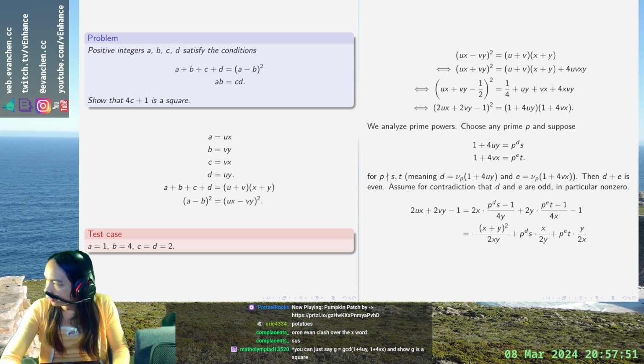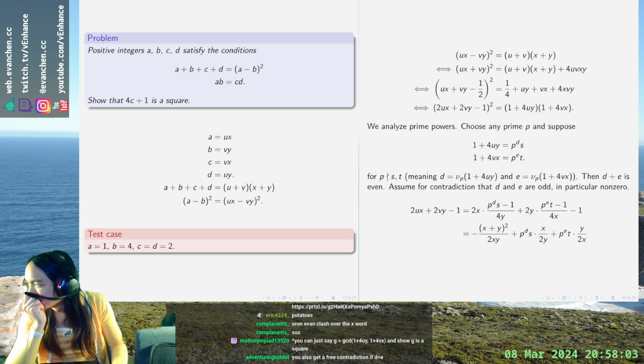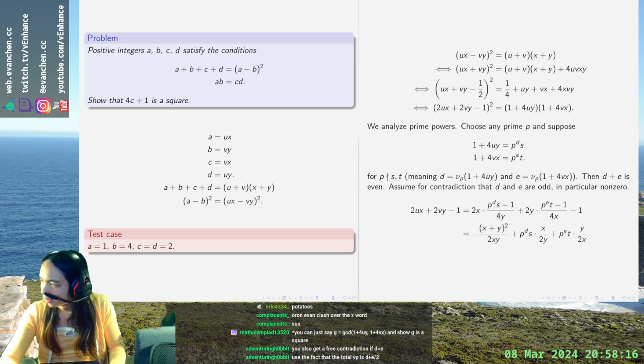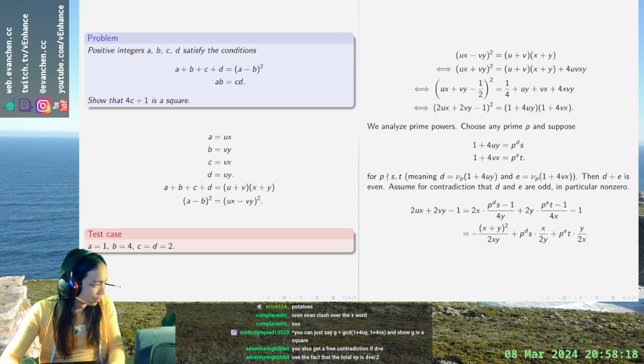Because what happens is if D is strictly less than E, for example, then this is even valuation, this is some odd valuation D, this is some odd valuation... Wait. Hang on. No. How do valuations work? You always take the smallest one, right? Yeah. This is such a weird argument.